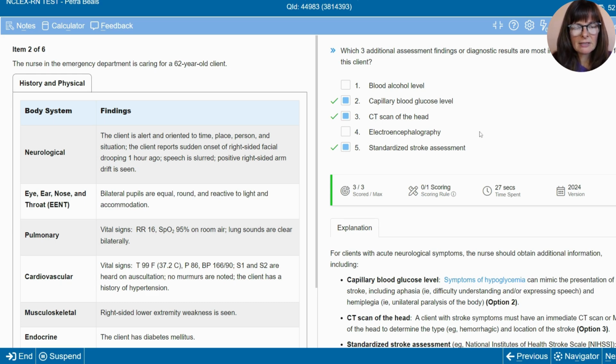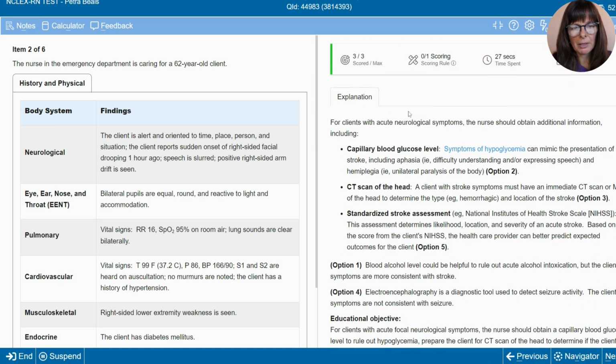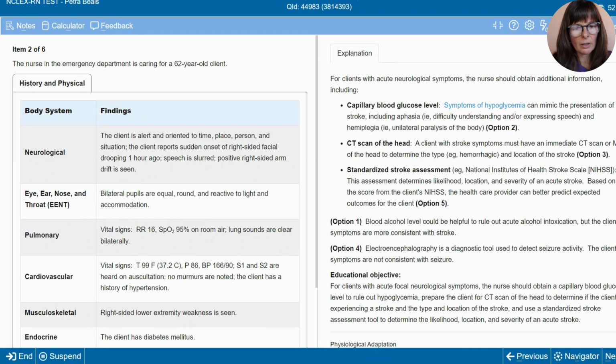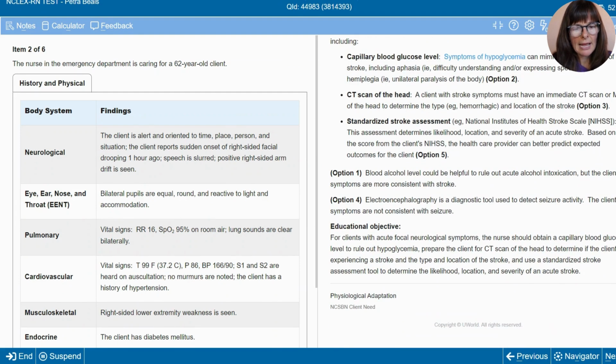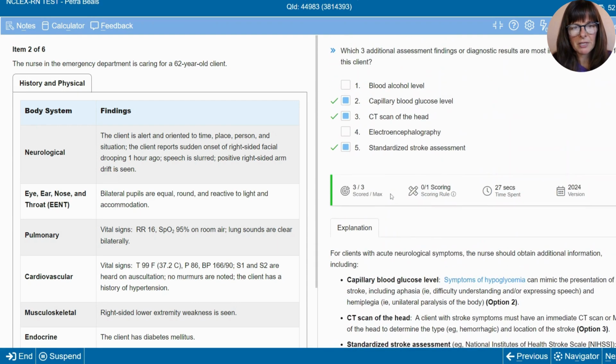The very nice thing with UWorld is that at the bottom here, you always get explanations of why the correct answers are right and why the other ones are wrong. It also tells you other things that you might want to click on, such as signs and symptoms of hypoglycemia, and it applies to the NCSBN client need of physiological adaptation.